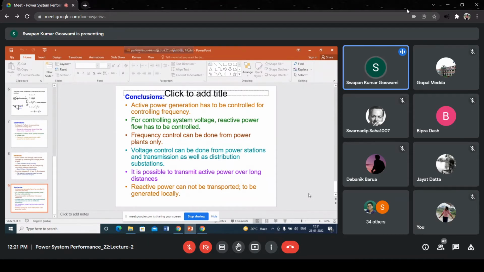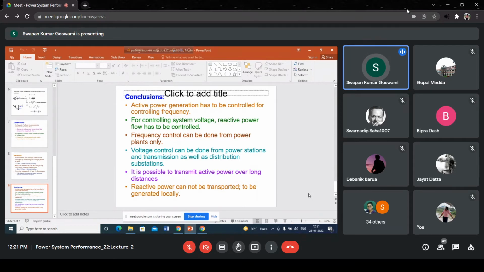So when you send more active power, there will be somewhat more phase angle difference, but only a small drop in voltage will take place. But if you want to transmit reactive power, then it will create a large voltage drop. So active power may be transmitted over long distance, but reactive power cannot be.